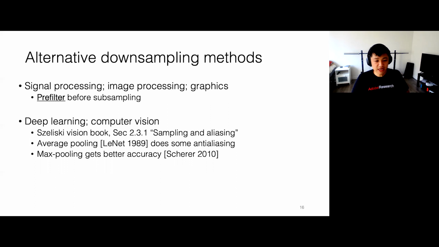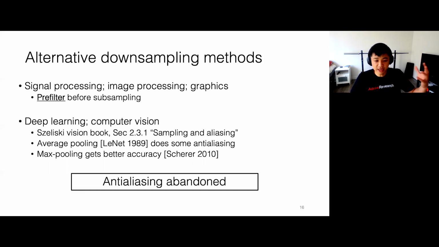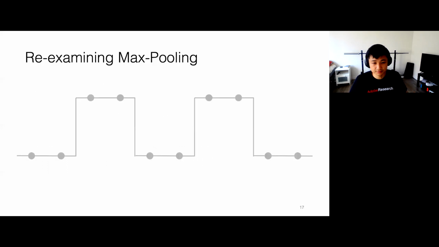Well, it turns out max pooling, through very systematic evaluations, ends up getting better accuracy. So at around 2010, a decade ago, the decision was made to forego anti-aliasing and abandon it in favor of max pooling, which is supposed to give you better accuracy.